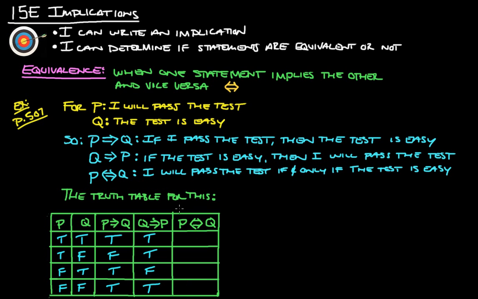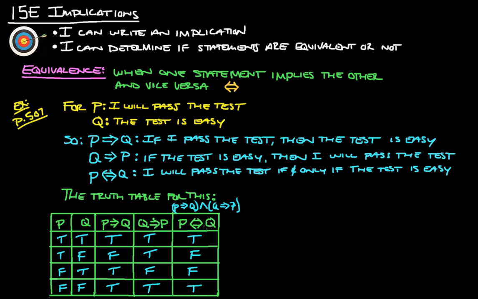All right, so this really is the same thing as P implies Q and Q implies P. We want to know when these two are both true. So it's got to be and. So P implies Q and Q implies P. Since they are both true, that's true. Only one of these is true, so that would be false. Only one of these is true, so that would also be false. And again, these are both true, so this has to be true.